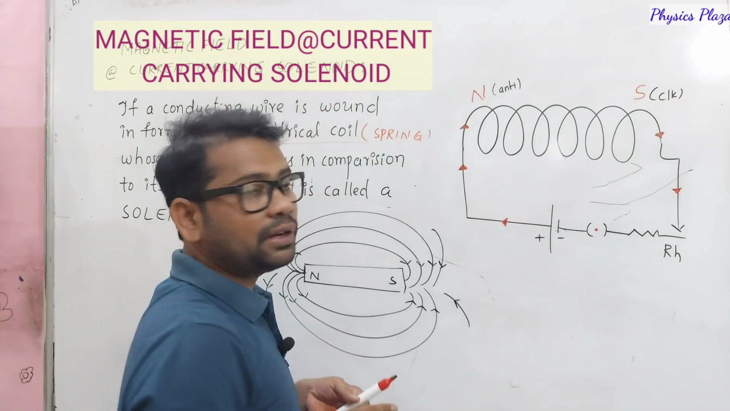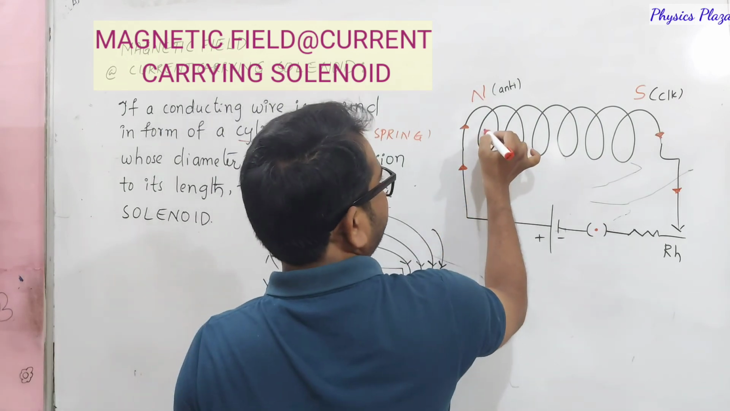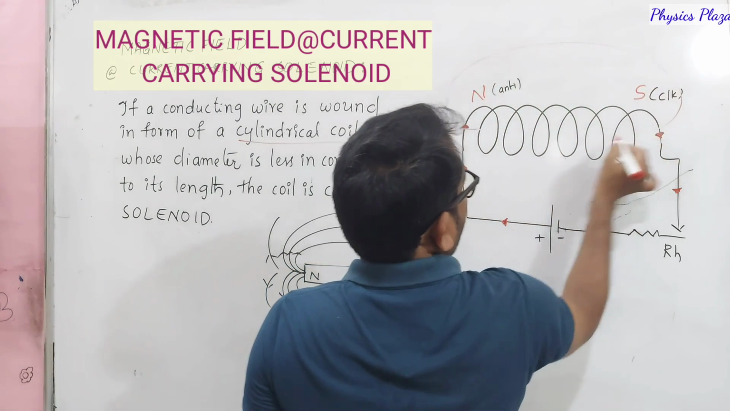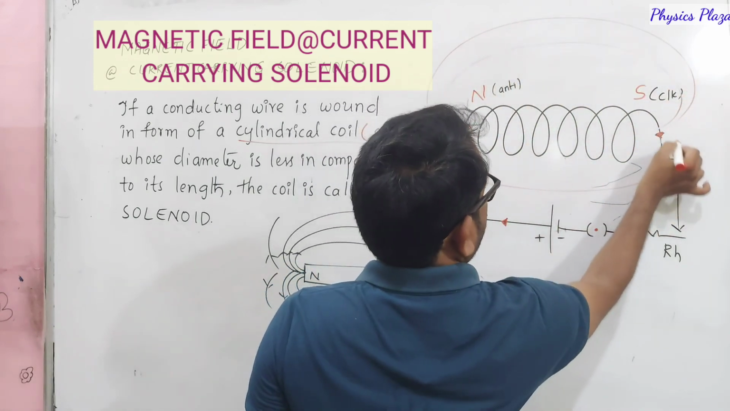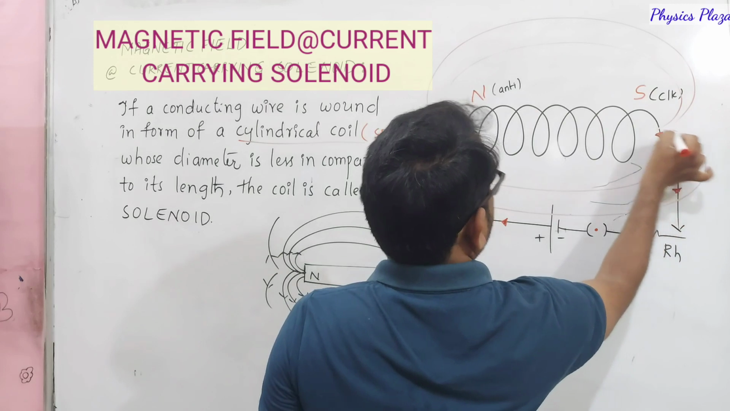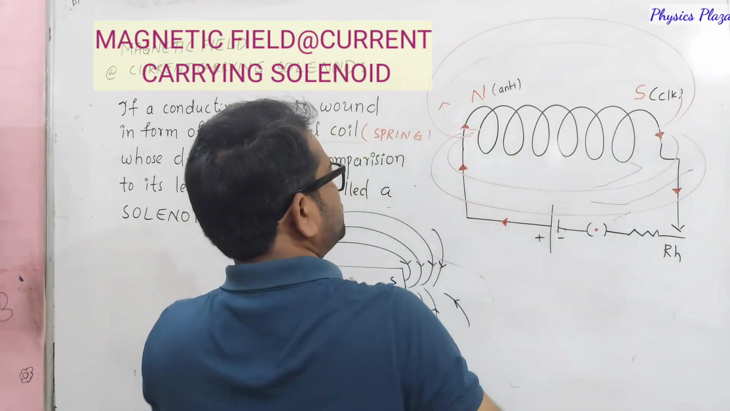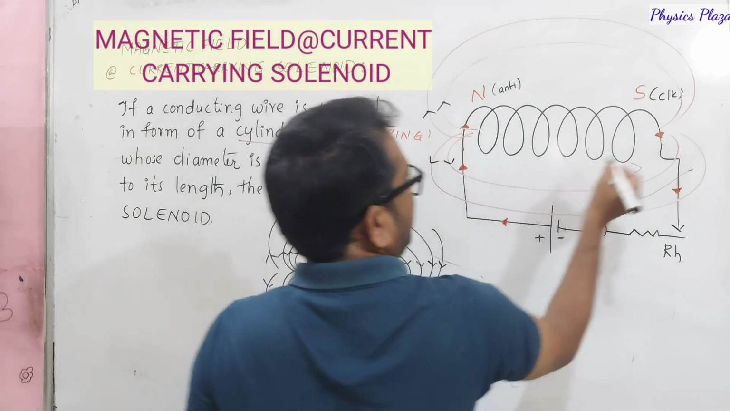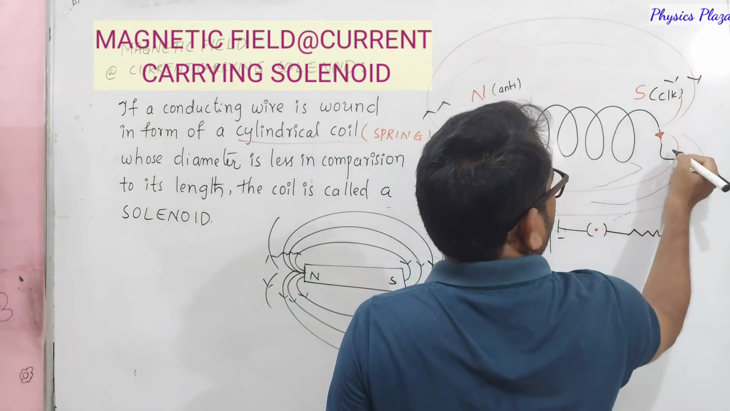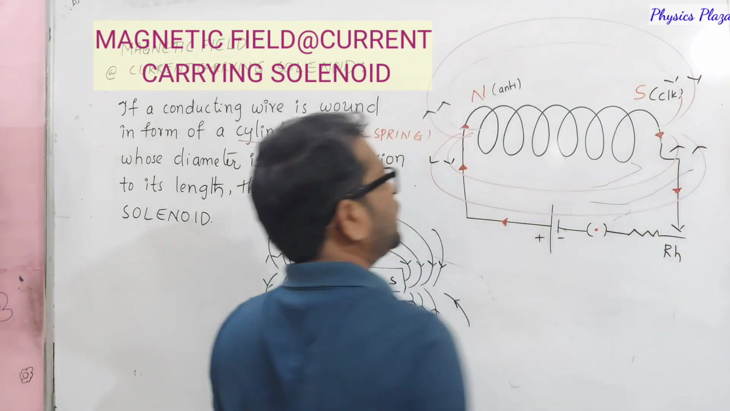Now, how will the magnetic field pattern be? Obviously, from the north pole to the south pole like this. It is noticed that the field will be like this, north to south. So let me draw it. This is how the magnetic field pattern is around the current carrying solenoid.